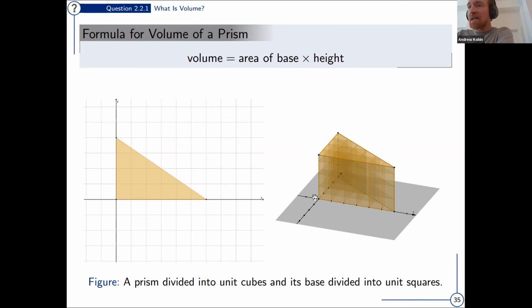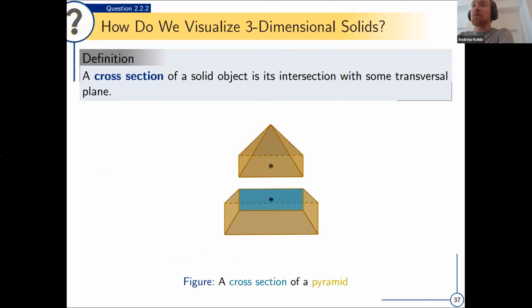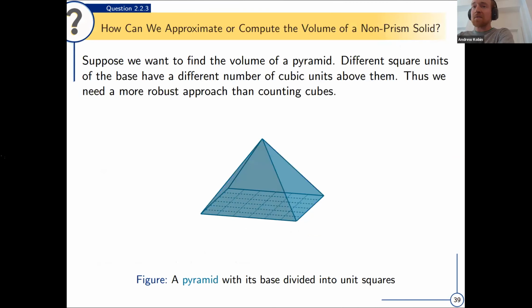And the reason this works is that each of these squares fits the height number of times into this solid, and the number of squares that I have is just given by the area of the base. So there's an easy formula, easy-ish, as long as you know what the base looks like. Here, a triangle has its own area formula, which is nice. You can compute volumes of prisms that way. So how do we do it for non-prism solids? Here's a pyramid, for example.